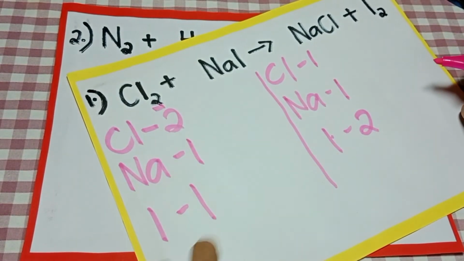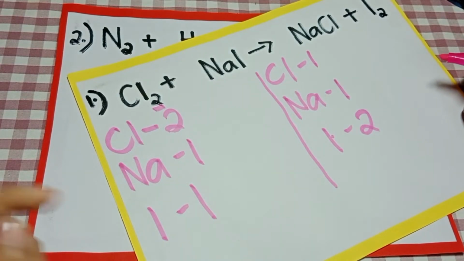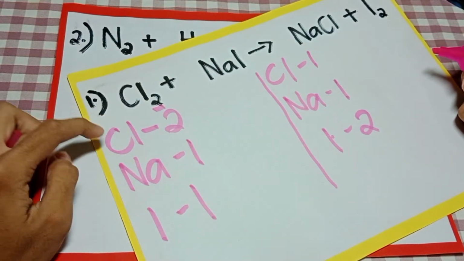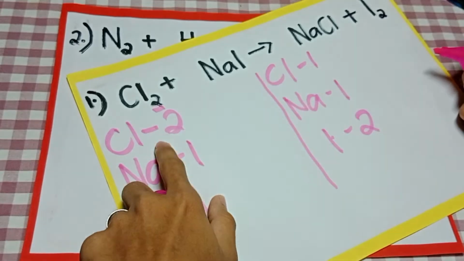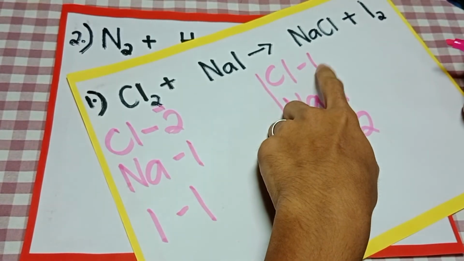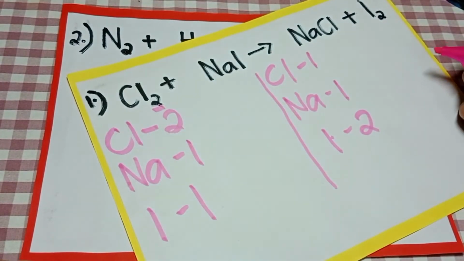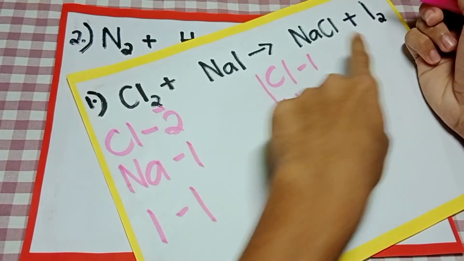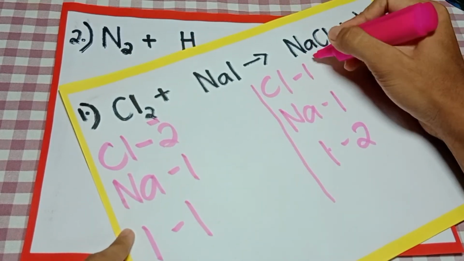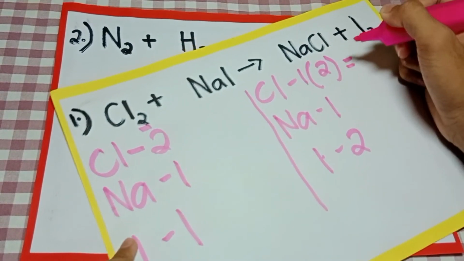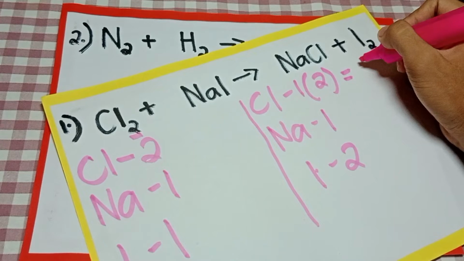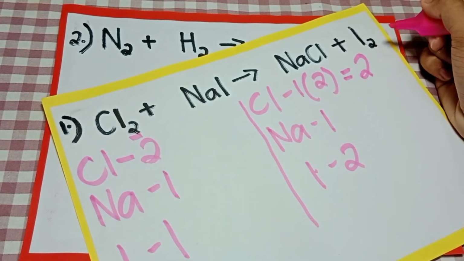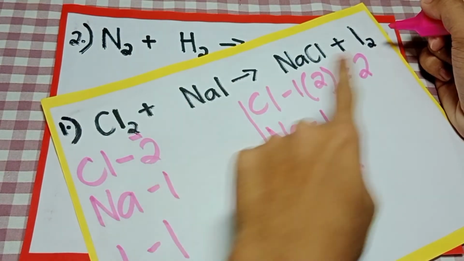So after we list all the number of elements in the chemical reaction, we have to balance it now. First things first, we have to balance the chlorine. As you can see, there are 2 here and there's only 1 here. So what are we going to do? We need to multiply the chlorine on the product side by 2 to make this element balance. So 1 multiplied by 2 is equal to 2. Therefore, chlorine is now balanced for now.